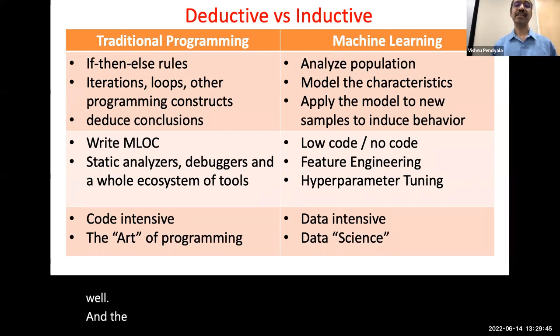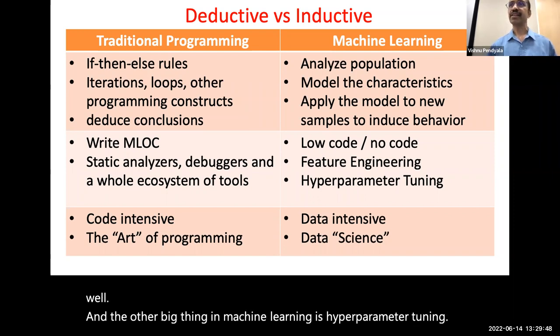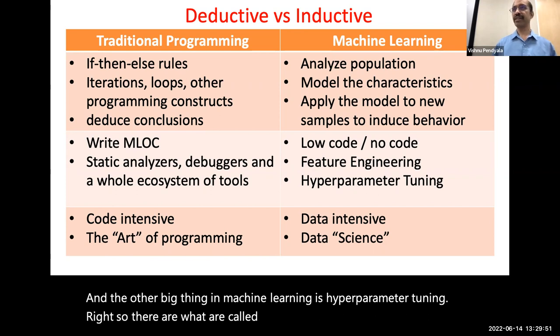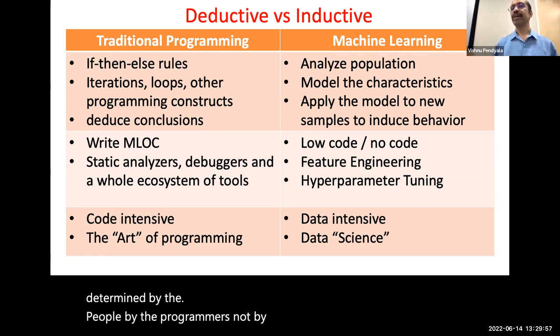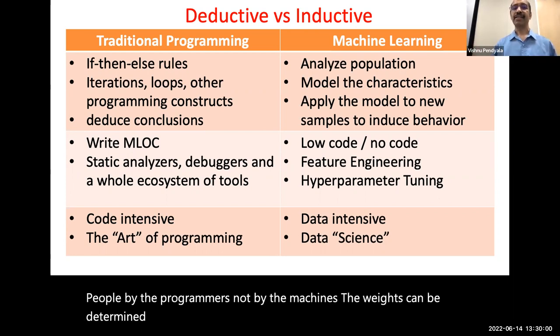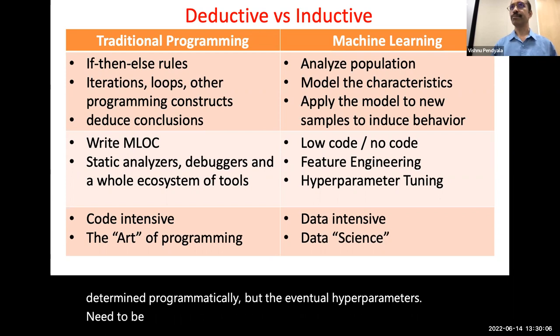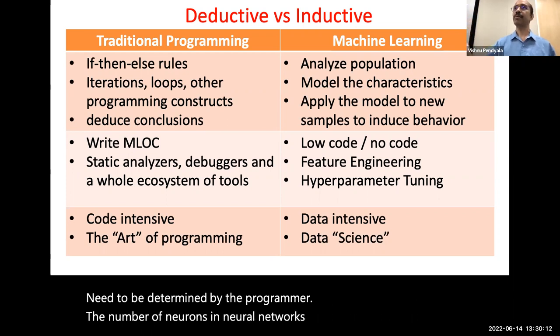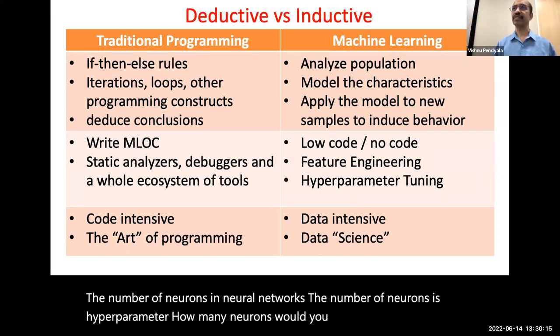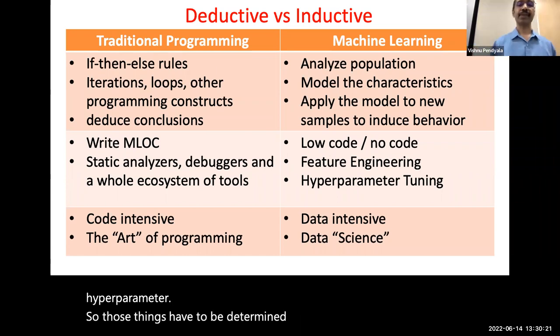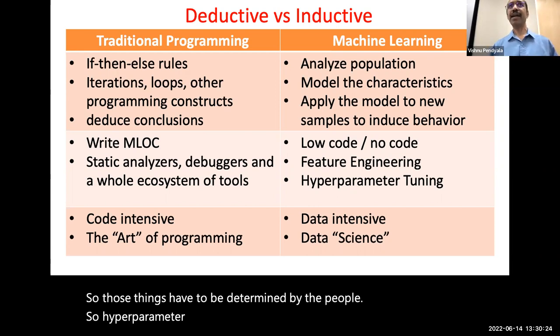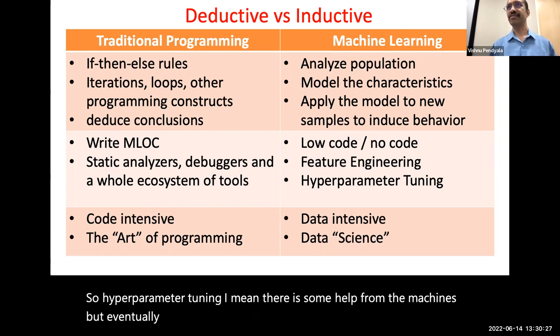And the other big thing in machine learning is hyperparameter tuning. They are what are called hyperparameters, which need to be determined by the programmers, not by the machines. The weights can be determined programmatically, but the hyperparameters need to be determined by the programmer. Like the number of neurons in a neural network. How many neurons you want in your network is a hyperparameter. So those things have to be determined by people. There is some help from the machines, but eventually the decision is that of the programmer.